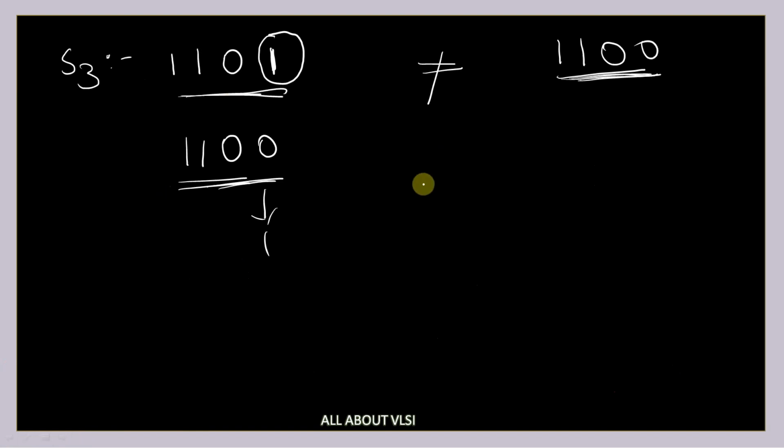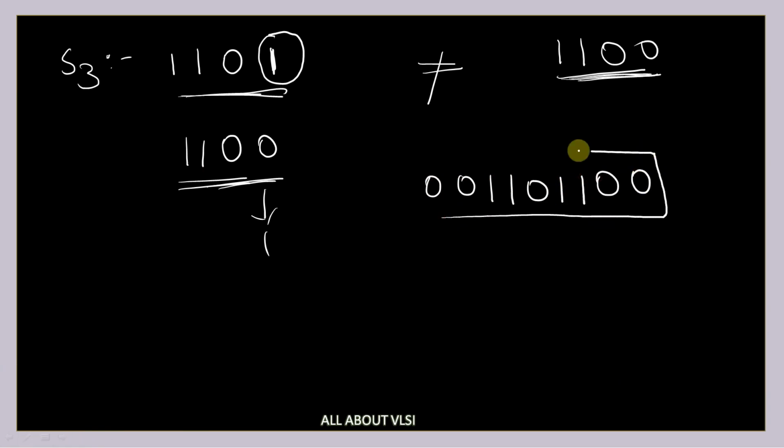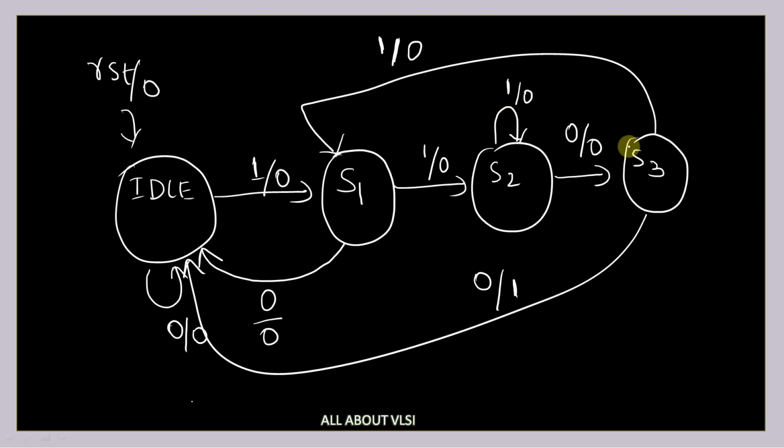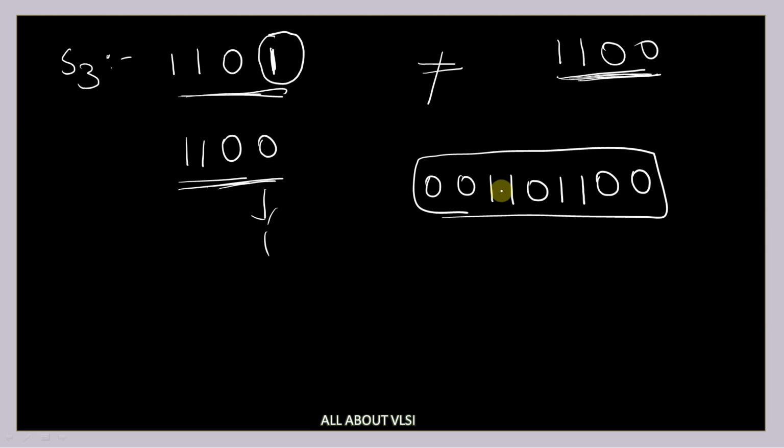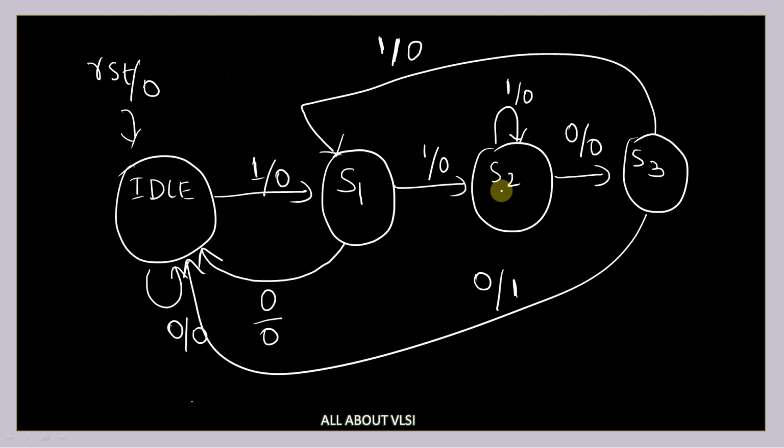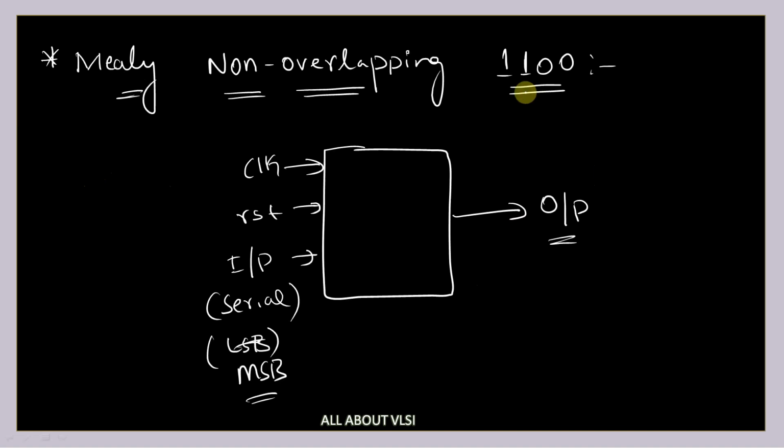Like you can build your own sequence 0, 0, 1, 1, 0, 1, 1, 0, 0. Like this, you can check this. So you can assume that from S3 state, you can go to idle state and you can check whether your FSM is working for this particular sequence or not. Okay, you will come to know. So this is how you are going to draw a FSM state diagram for the sequence 1100. It is Mealy non-overlapping.